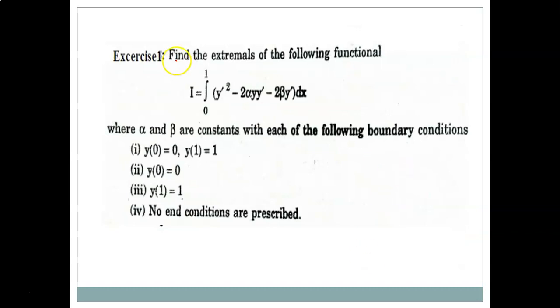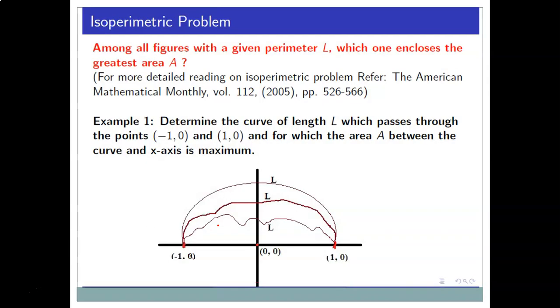Now the next is this unsolved exercise. You can do it in the same manner, because in the first case both the conditions are given, in the second one condition, in the third one condition, and in the fourth no boundary condition is prescribed. So you will apply both the natural boundary conditions.